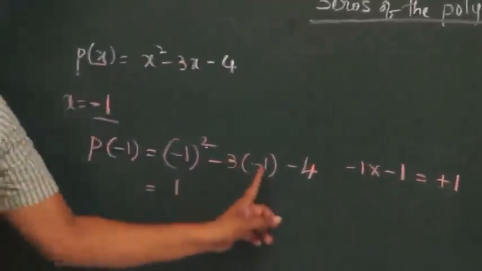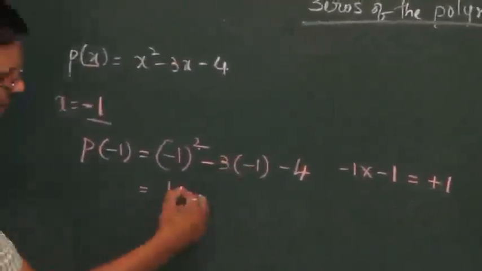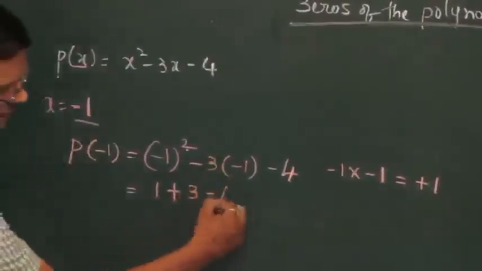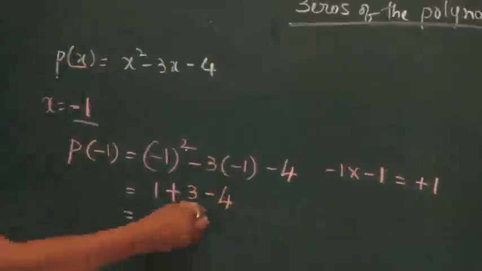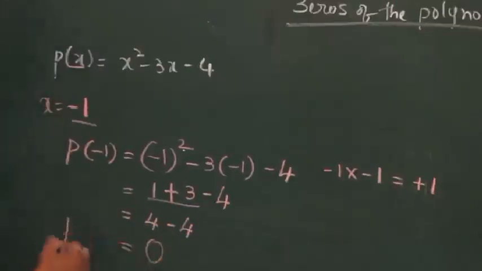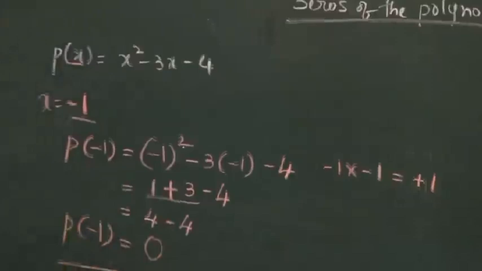Here minus into minus, again you will get a positive sign, plus 3 ones are 3, again minus 4. So 3 plus 1 you will get 4, 4 minus 4. So 4 minus 4 is equal to 0. So P of minus 1 is equal to 0.